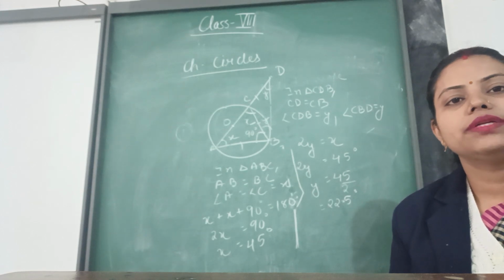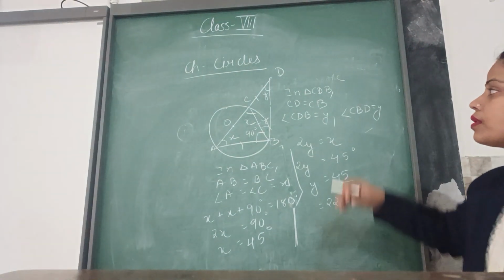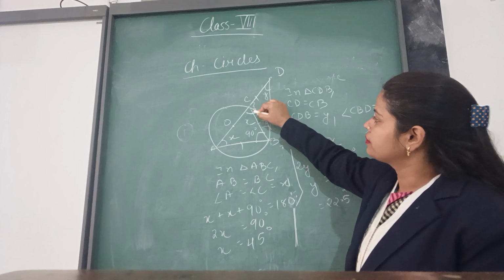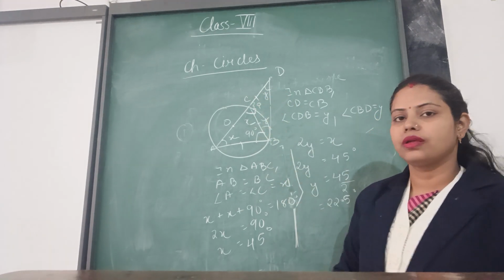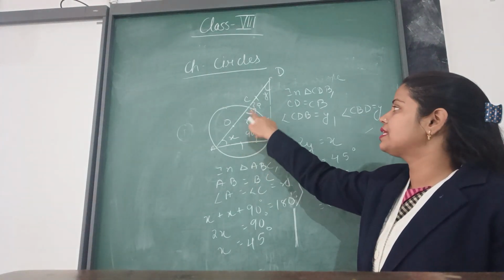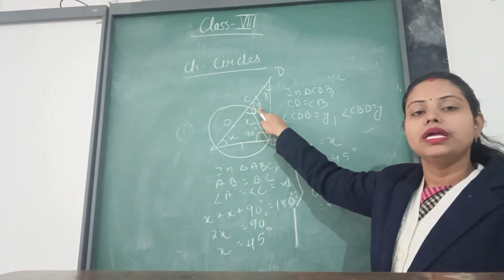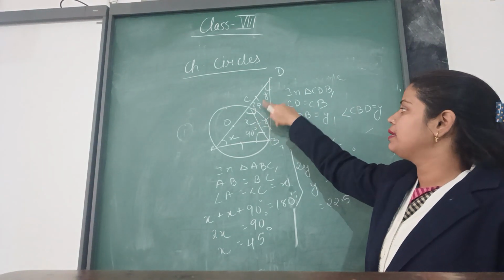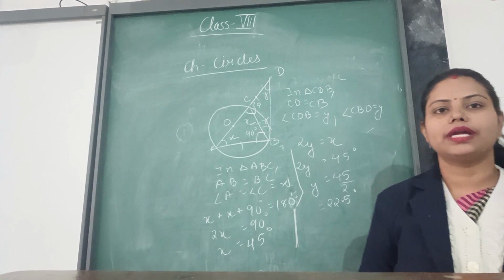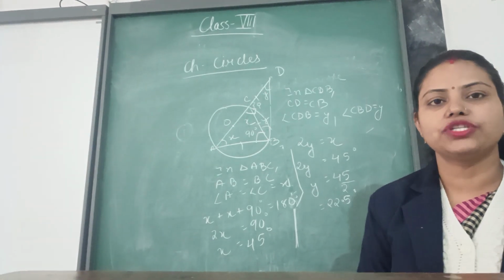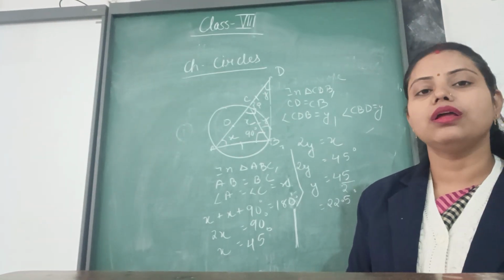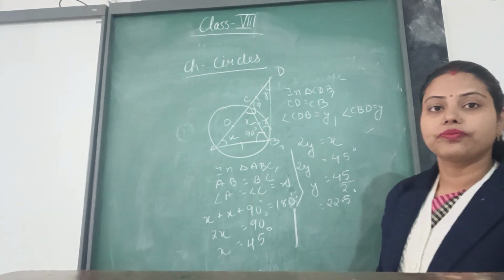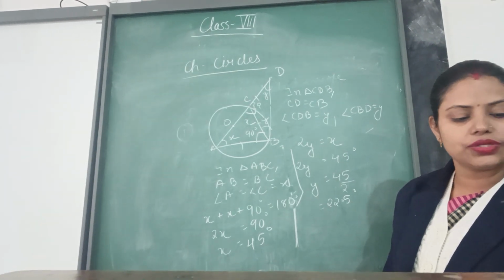There is one more method by which you can solve it. You can find out this particular angle. Let it be p. By using linear pair with x and p, find out the value of p. Then use the angle sum property: p plus y plus y is equal to 180. So you can solve the question by different methods. I hope you have understood this question. Now let us proceed to the next question.